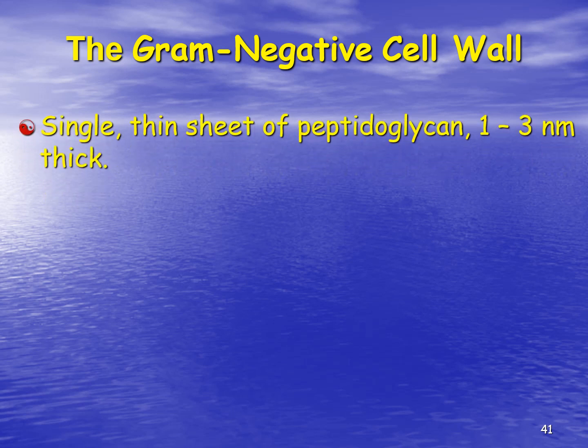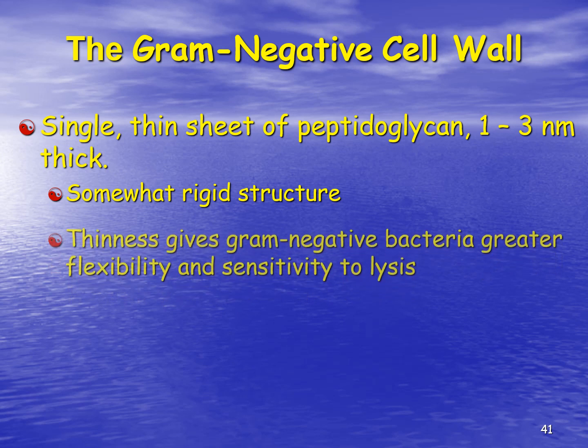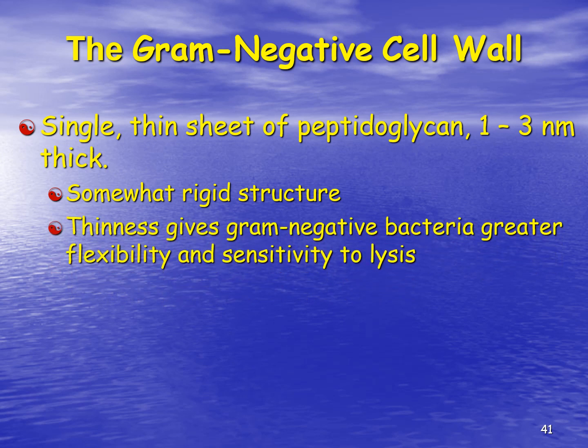The gram-negative cell wall is only about 1 to 3 nanometers thick. See, told ya. Okay. Usually a single, thin sheet, may have 2 to 3 layers of the peptidoglycan, but certainly not multiple layers of it all. Somewhat rigid in structure. The thinness gives the gram-negative bacteria greater flexibility. However, they are more sensitive, therefore, to lysis due to the high internal osmotic pressure.